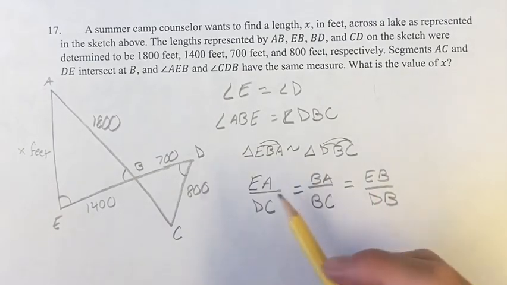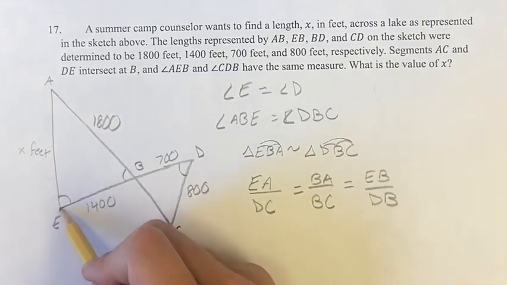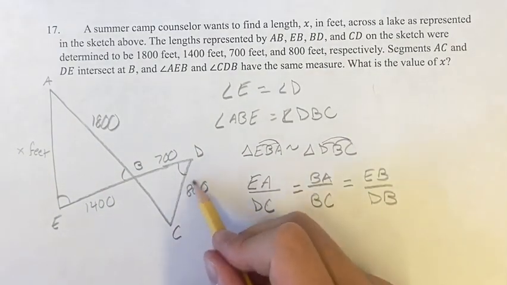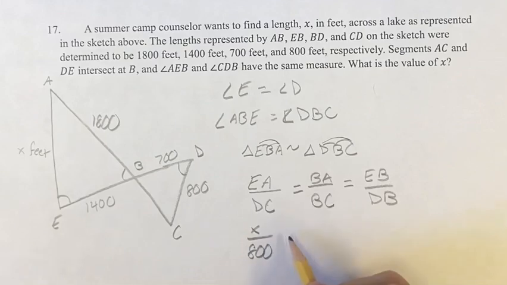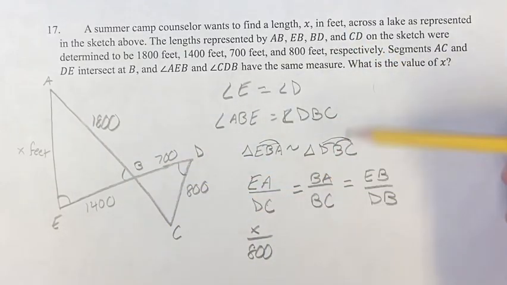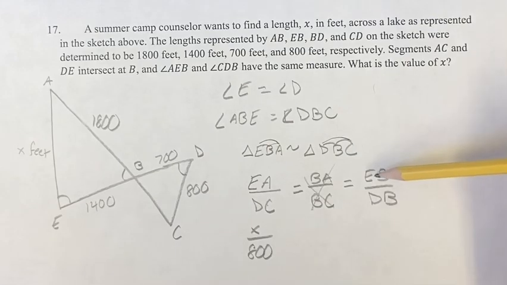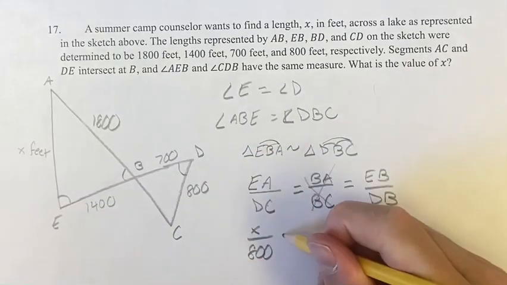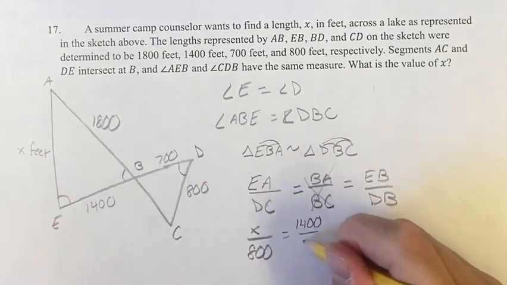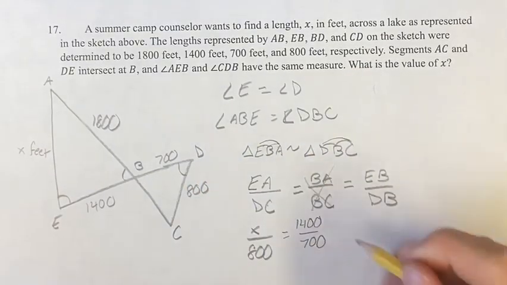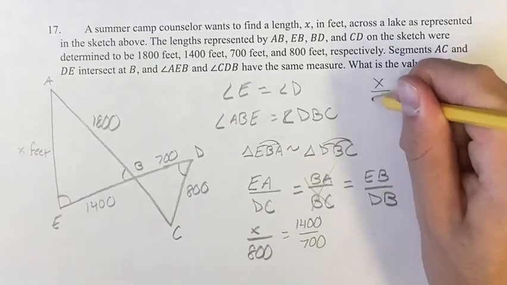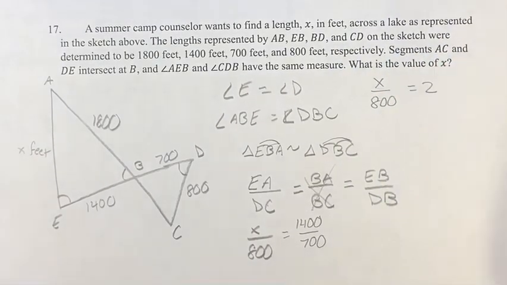Now, we know that we're looking for EA, since EA is x. We know DC is 800. We don't know what BC is, so let's not use this pair. But we do know EB is 1400, and we know DB is 700. 1400 divided by 700 is 2, so we know x over 800 equals 2.